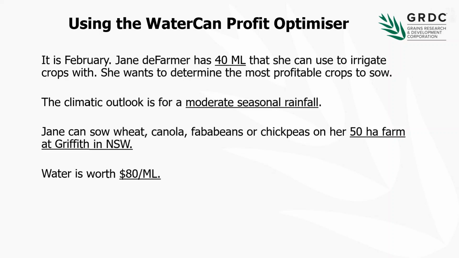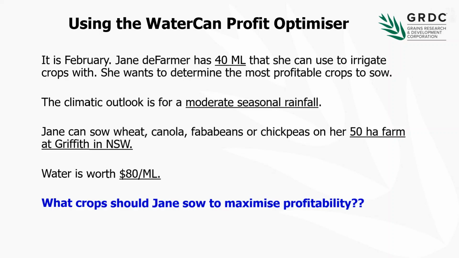For this example, water is $80 a megalitre. What crops should Jane sow to maximise profitability?